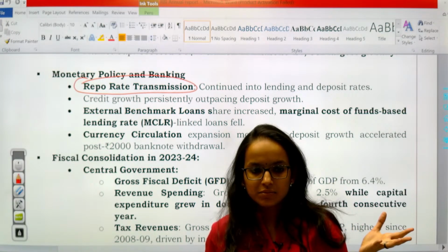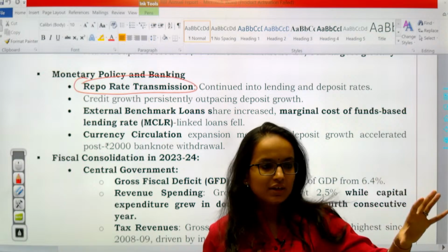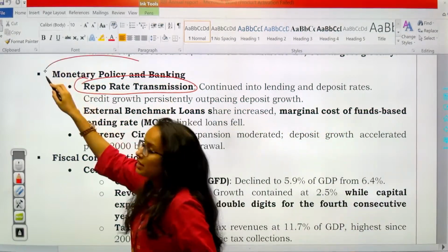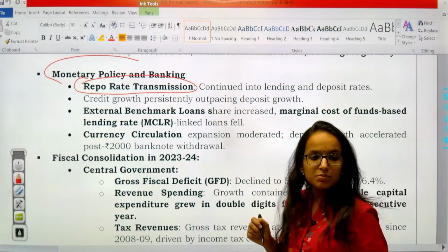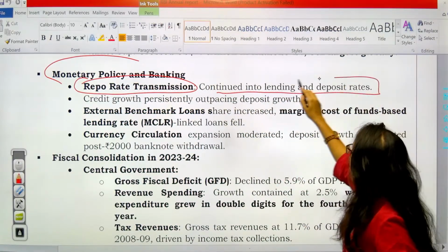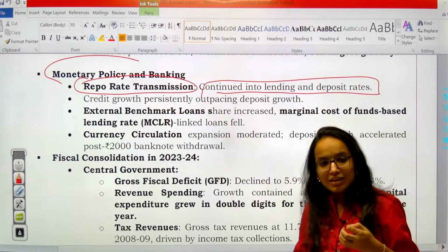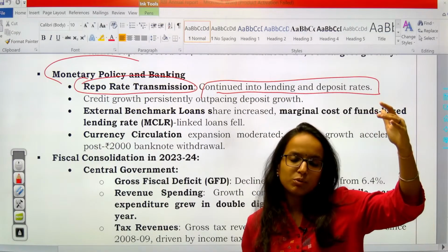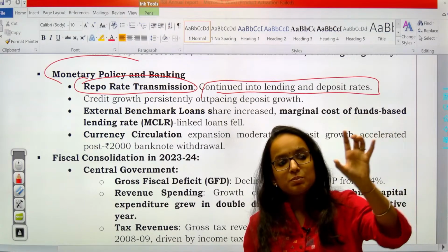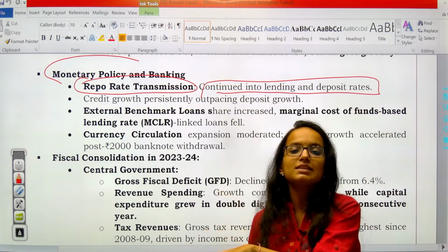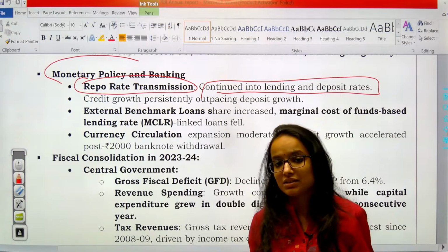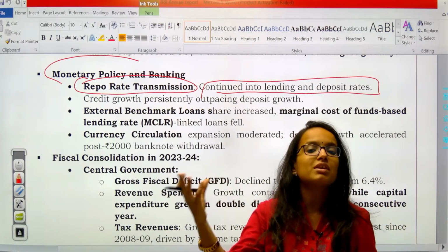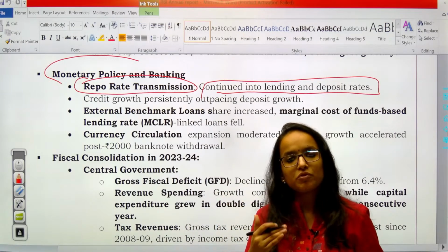Right? So repo is short term and against government securities. I also told you the entire mechanism in the previous class. So I hope you all remember what is repo. Now monetary policy and banking, first is repo rate transmission, which has continued into lending and deposit rates. The report says that the transmission of repo rate has continued. That means repo rate decisions, as you all know, kept high at 6.5, have been transmitted to the banking system. So you would expect that the interest rates in the banking system at which the public is offered loans have also increased, isn't it? That is known as monetary transmission, or transmission of your monetary policy.